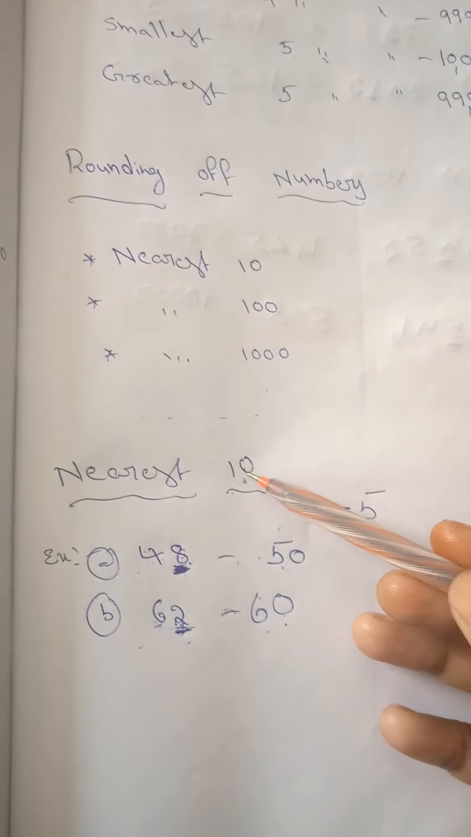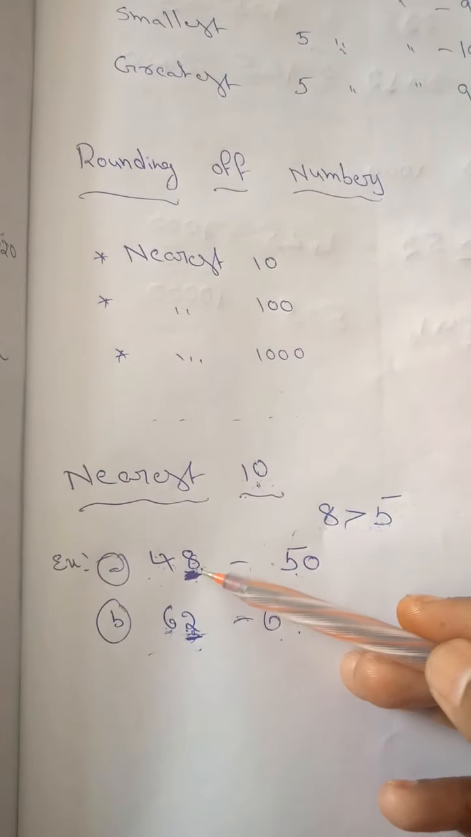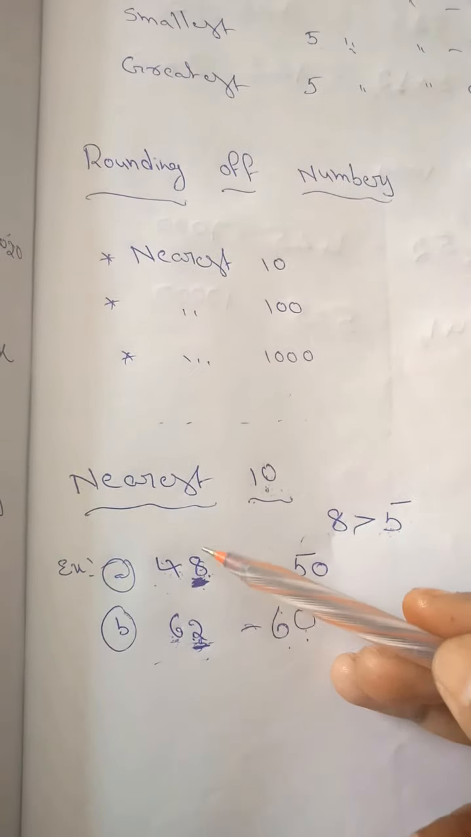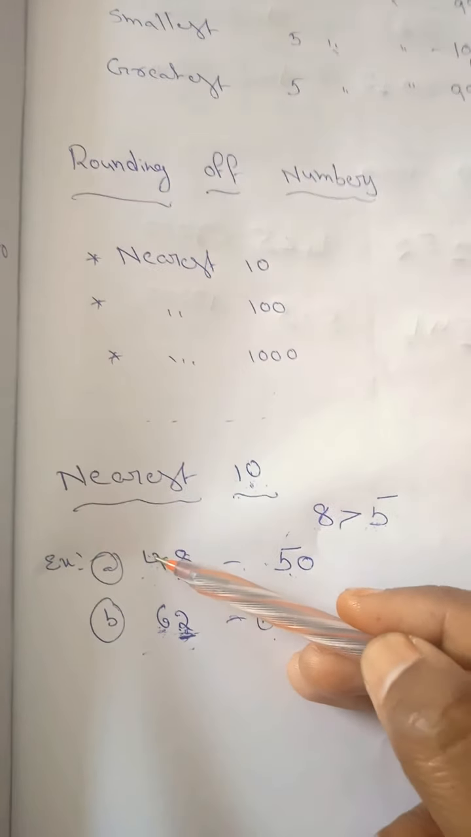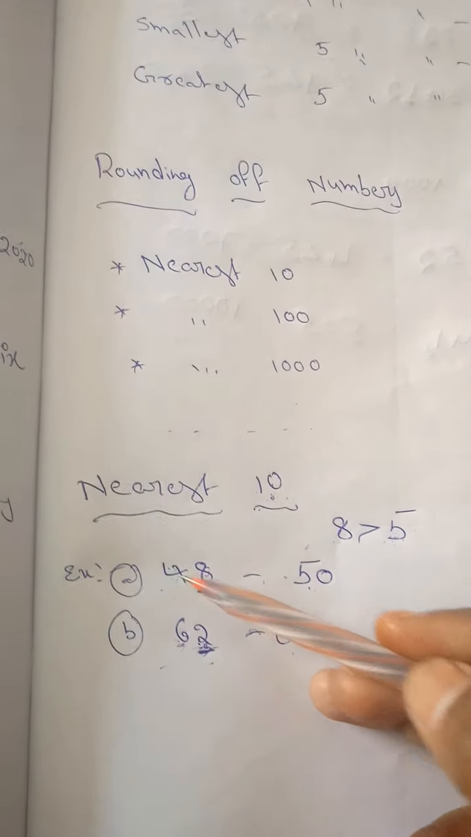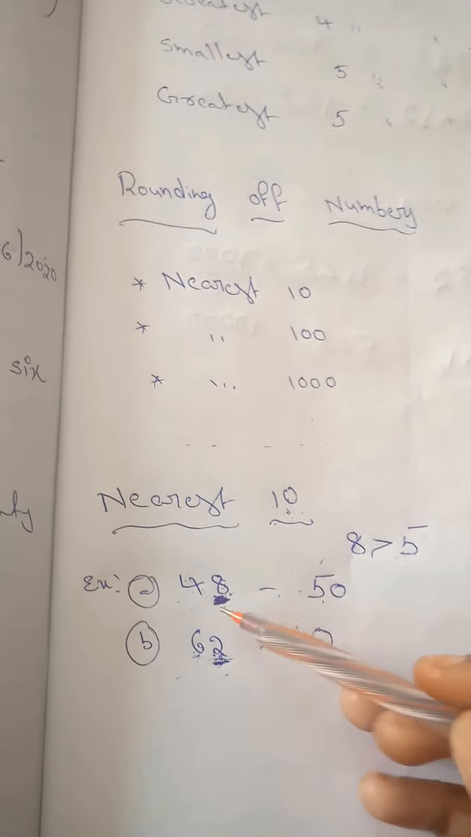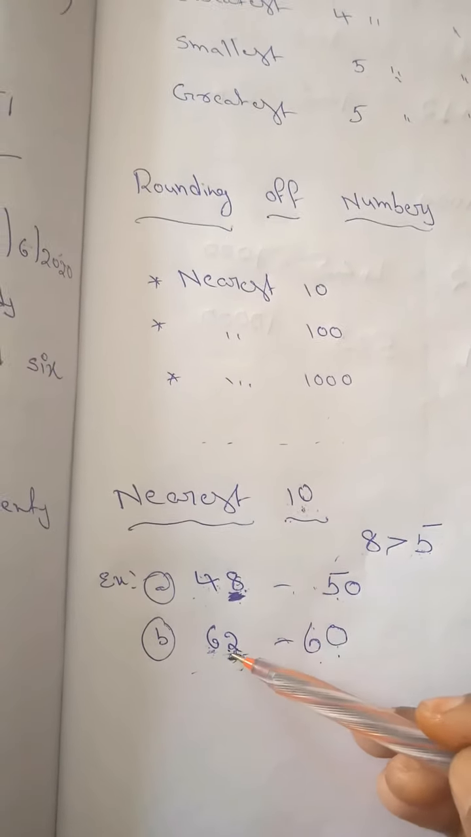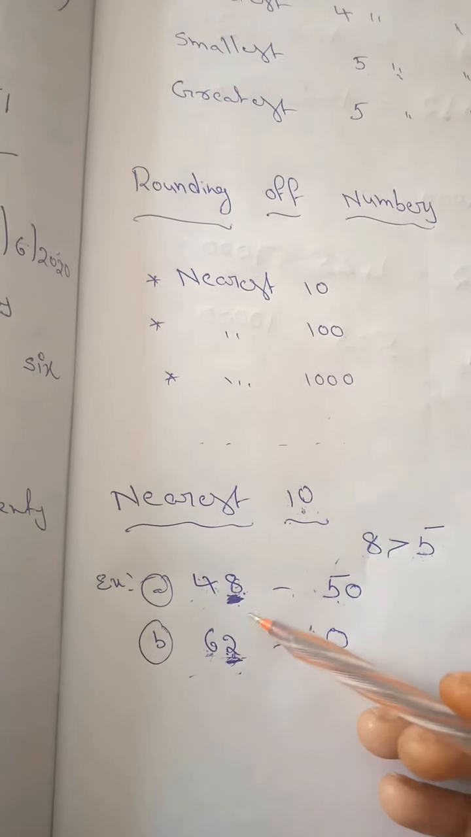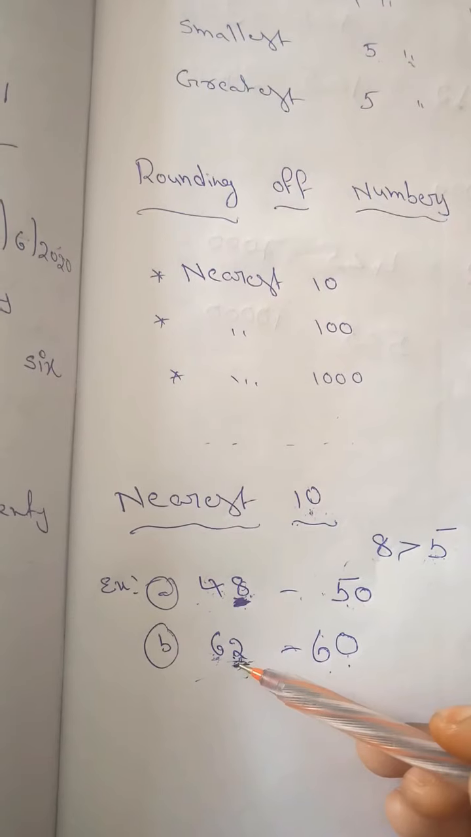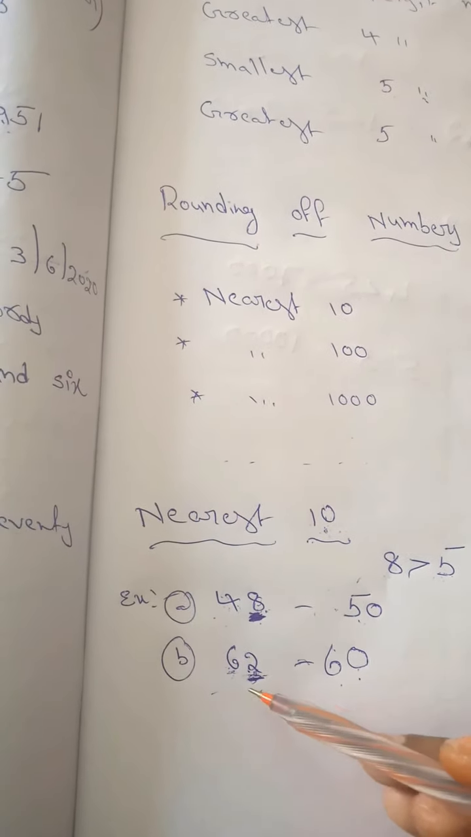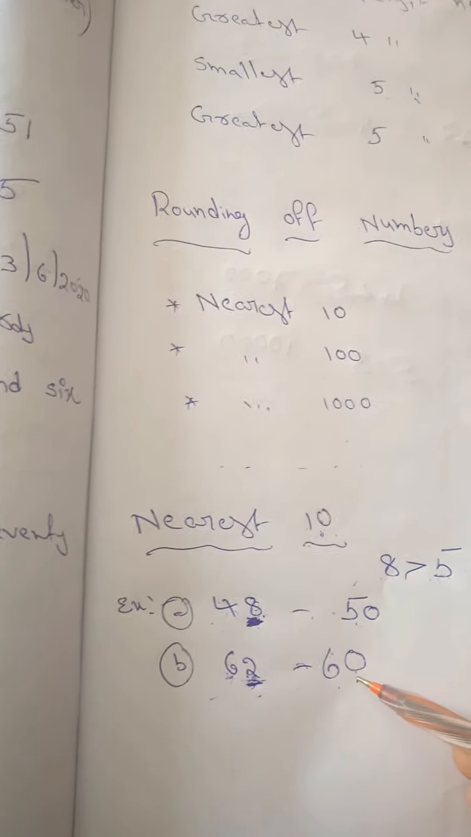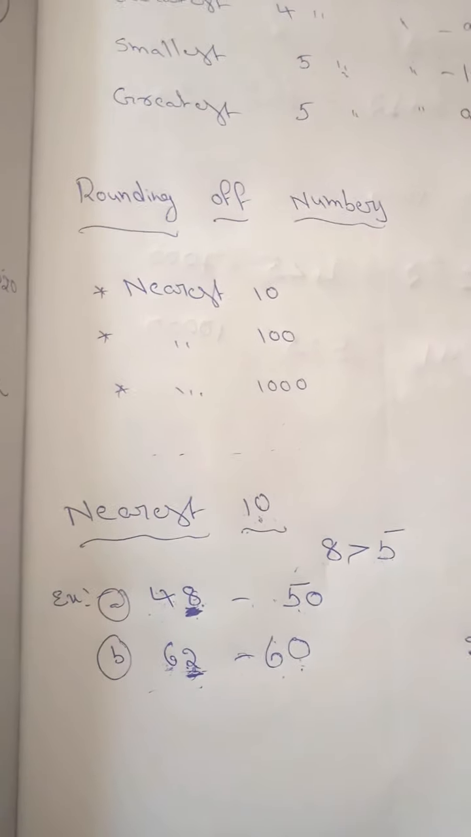Nearest to 10. How many zeros does 10 have? One zero, so only one digit we compare with 5. Whatever digit we are comparing, if it is more than 5, the before digit can change, and that change is only plus 1. Whatever digit we are comparing becomes 0. Here 2 is smaller than 5, and in case of smaller than 5, the before digit doesn't change. We write it as it is, and the digit we compared becomes 0. So this is about the nearest to 10.